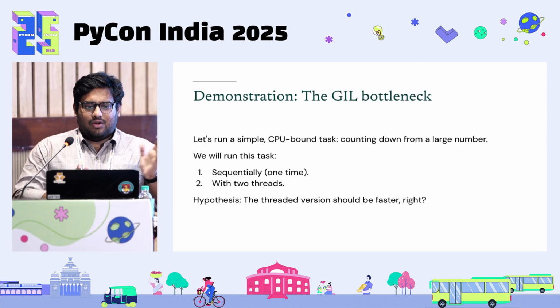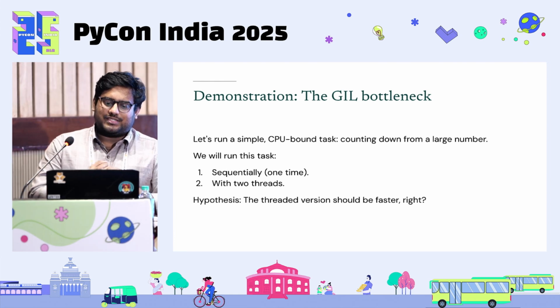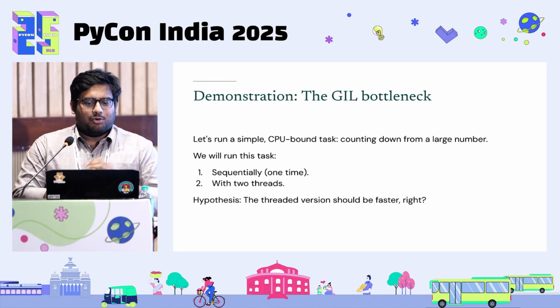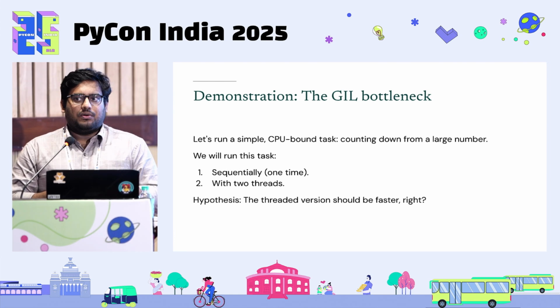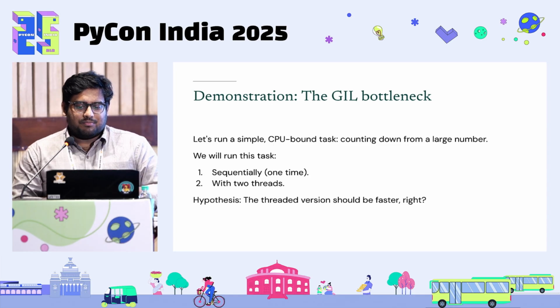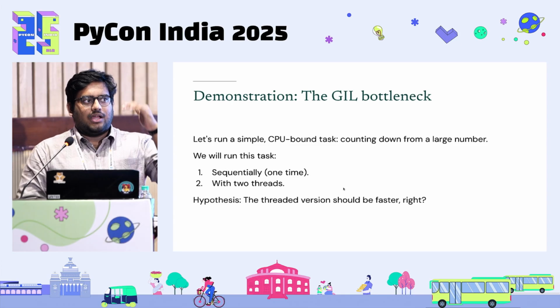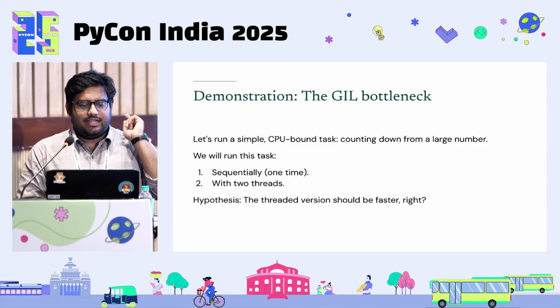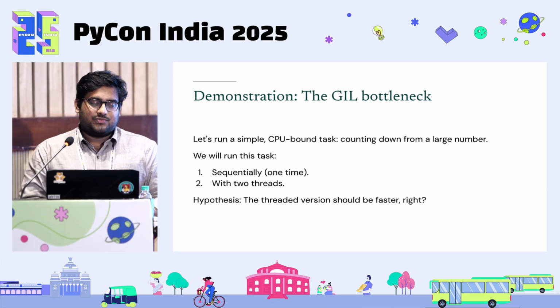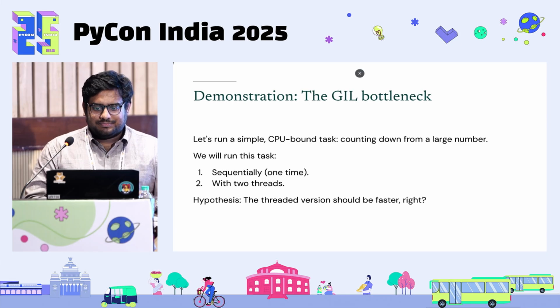Okay, now the GIL bottleneck. We'll do a simple demo to see what a CPU-bound task can do while counting down, and how the GIL prevents the CPU from running in parallel. We'll run a simple task which is counting down from a very large number. We'll run this two times. One will run sequentially and the other will run with two threads. The hypothesis is that threading means fast, right? This is going to prove that assumption wrong.